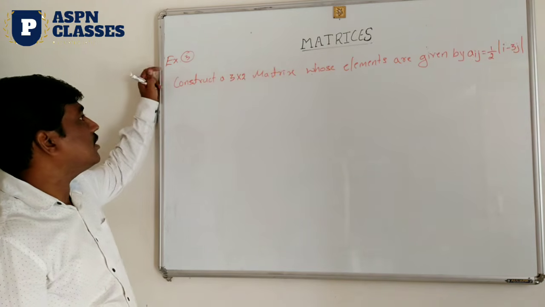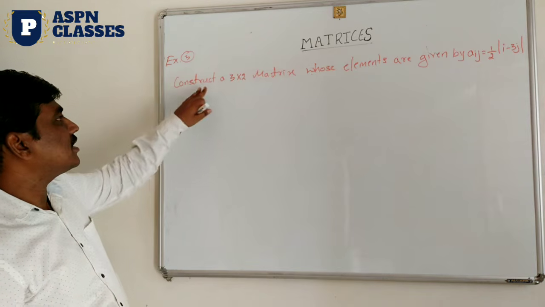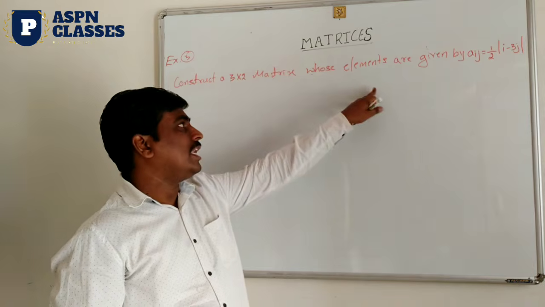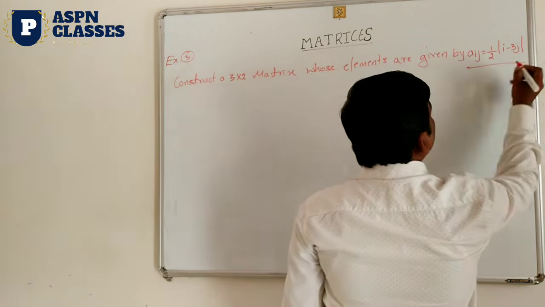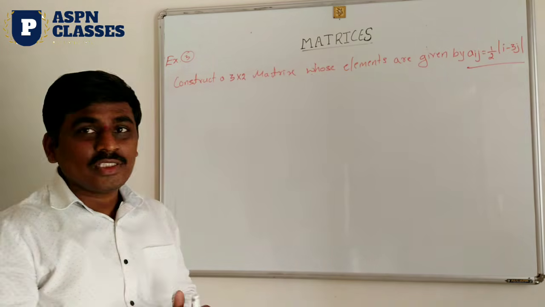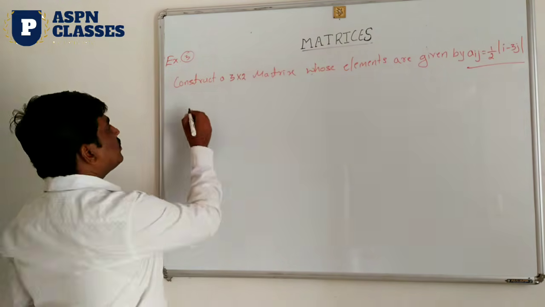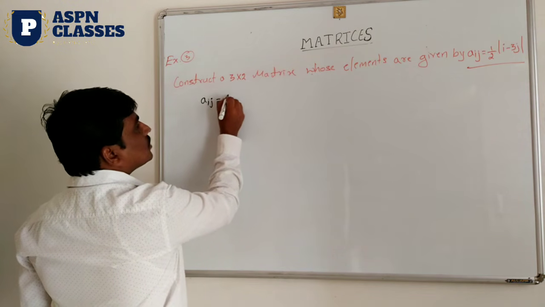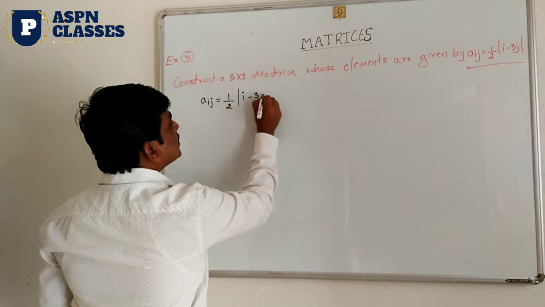Okay. Next, example 3. Same type of example, this one also. Observe here. Construct a 3 into 2 matrix whose elements are given by, again, an equation you have to observe here: Aij is equal to 1 by 2 modulus of i minus 3j. First you have to write down the condition that is given here: Aij is equal to 1 by 2 modulus of i minus 3j.